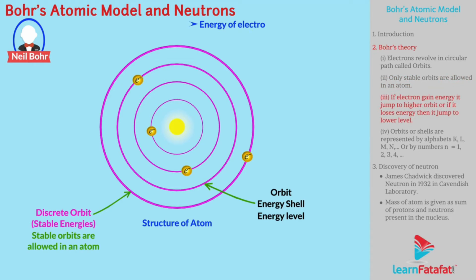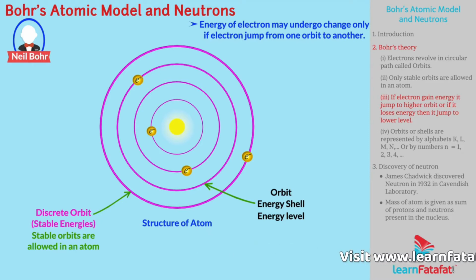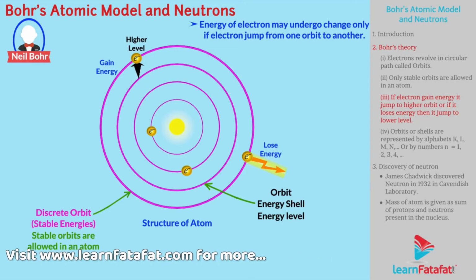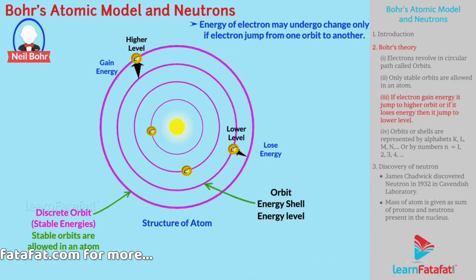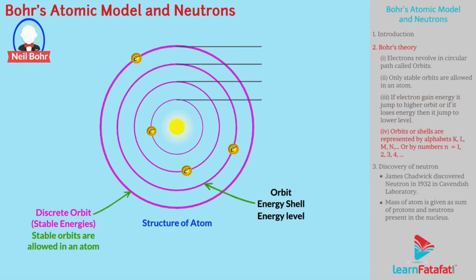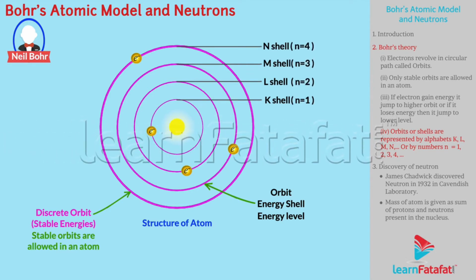Energy of an electron may undergo change only if electron jumps from one orbit to another. If electron gains energy, it will jump to higher orbit, or if it loses energy, then it will jump to lower level. Orbits or shells are represented by alphabets K, L, M, N, or also by numbers n equals 1, 2, 3, 4.